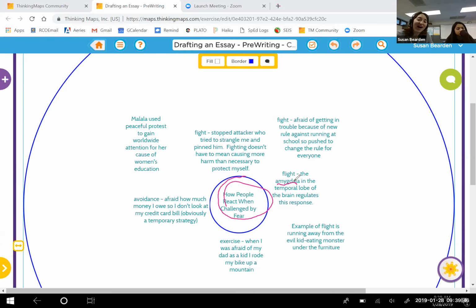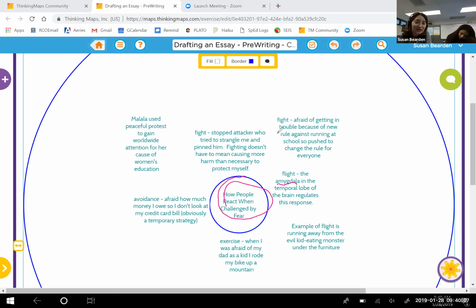And so I was just jotting down notes for myself to help me get started. I wrote fight, the amygdala, it's in the temporal lobe of the brain, and that regulates this response. Now notice that these are just notes. I'm just writing examples and notes on here to help me get started. I'm just writing everything I can think of about the topic.